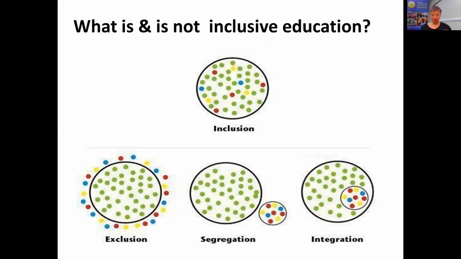The first image I am referring to is exclusion, which consists of non-disabled pupils and students represented by the green dots inside the circle. Again, you will notice on the slide that disabled pupils and students represented by the blue, red and yellow dots are placed outside the circle, which represents the exclusion of disabled pupils and students from mainstream education. Now I'm going to explain what is exclusion. Exclusion is when disabled pupils and students are directly or indirectly being denied access to mainstream education.